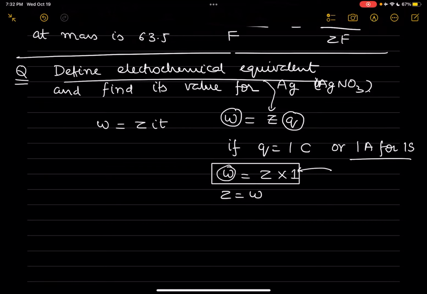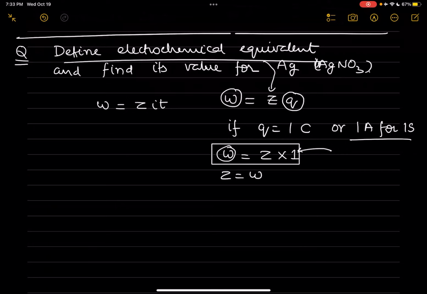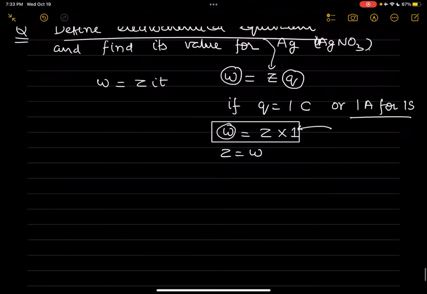Clear? And that is going to be the electrochemical equivalent. Okay, the amount of substance deposited when you pass 1 ampere for 1 second, the amount of substance deposited when you pass 1 coulomb of charge through a cell. So I hope this is clear, right? Okay, but the definition is very important, so remember it. I hope you understood.